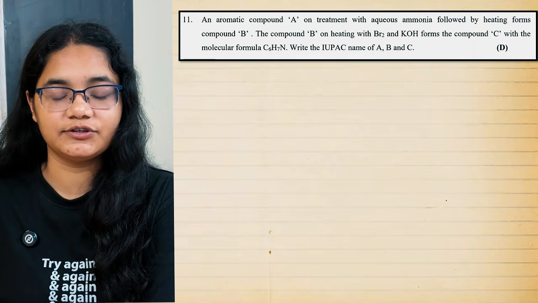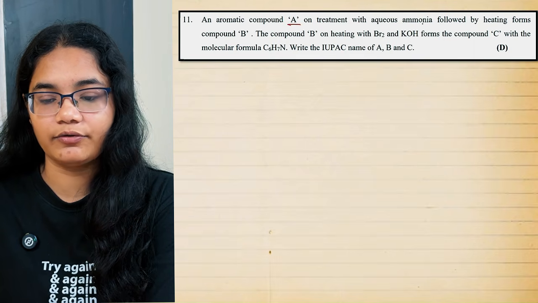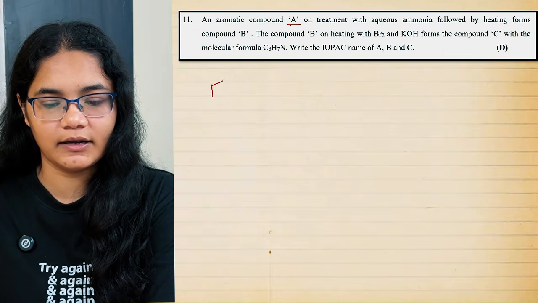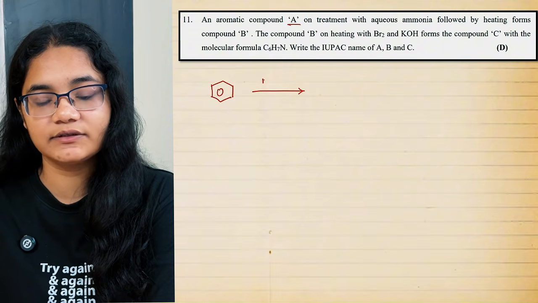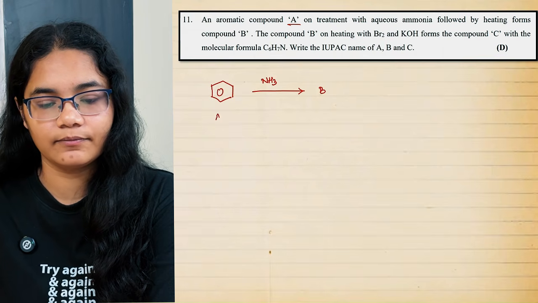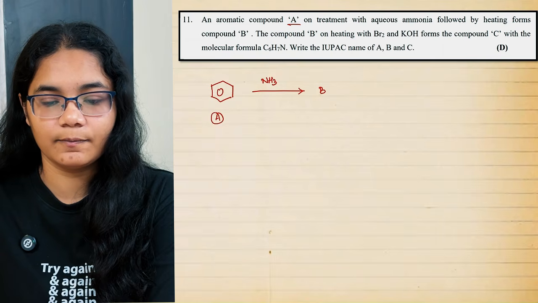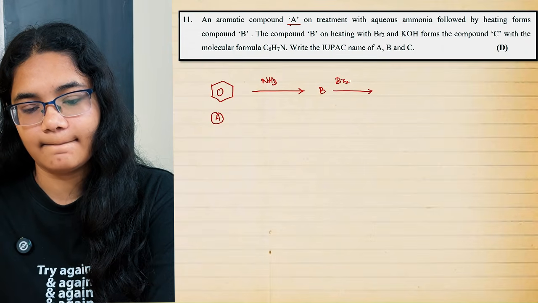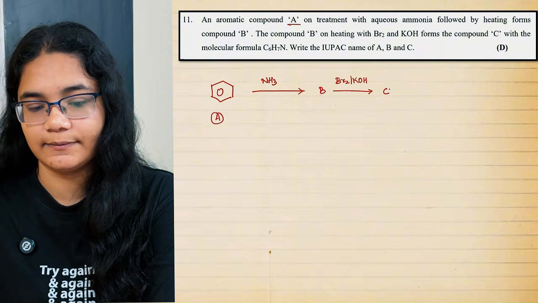Now let's move to the question from amines here. An organic aromatic compound A, on treatment with aqueous ammonia followed by heating, forms compound B. This we don't know, just the aromatic compound. The compound B on heating with Br2 and KOH forms the compound C.